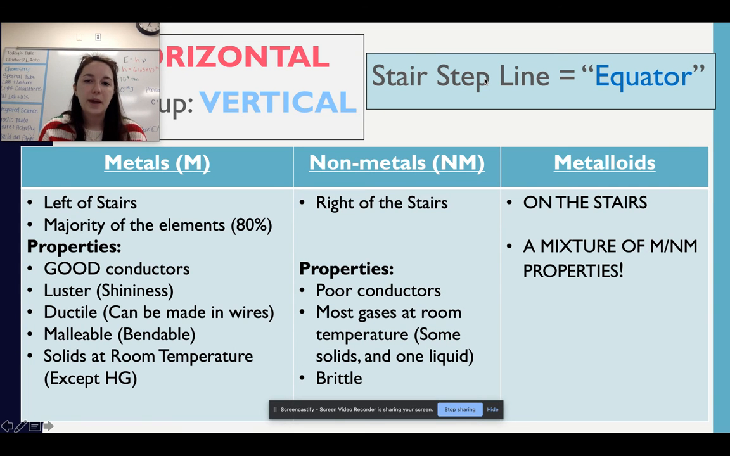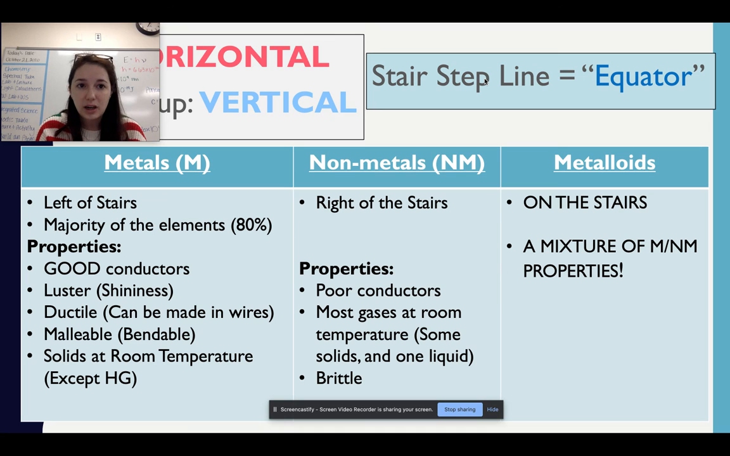Now we have the metals, nonmetals, and metalloids. The metals are to the left of your stairs, and they are the majority of the elements. It's about 80% metals on our periodic table. Properties of metals are they're good conductors, they have a luster or a shininess, they're ductile, meaning they can be made into wires, they're malleable, meaning they're bendable, and they're solids at room temp, all except mercury. Mercury is the only metal that is liquid at room temp.